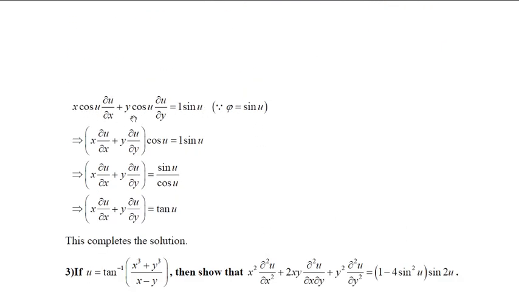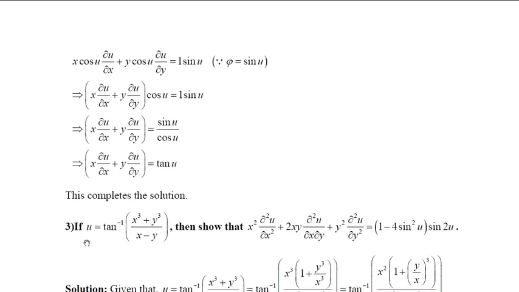Now in these two, cos u is common factor, take it out, so that you will get x into dou u by dou x plus y into dou u by dou y, into cos u, is equal to sine u. Send this cos u to that side, so that you are going to get x into dou u by dou x plus y into dou u by dou y is equal to tan u. That is the required answer. So we have proved the problem.